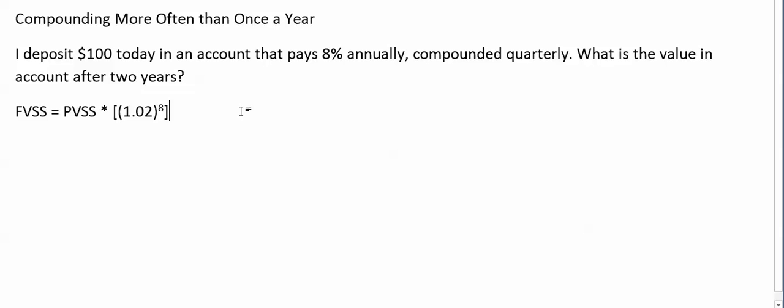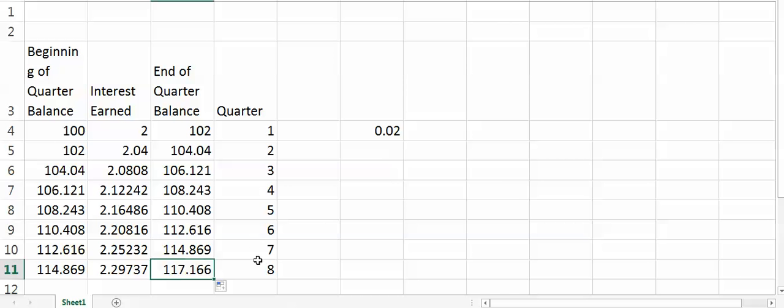So if I take 1.02 and I raise it to the power of 8, that gives me 1.17. Just going to type that out. That's my interest factor. So to find the future value of my single sum, I take my $100 and multiply it by that interest factor of 1.17, and that gives me $117.17, which is what we got with the slight rounding difference over here in Excel.